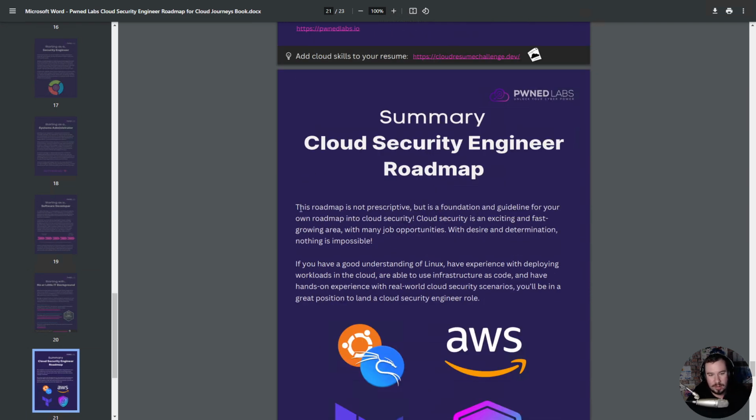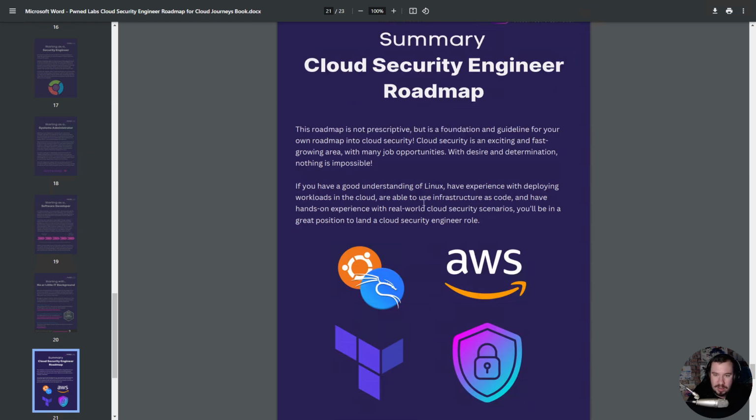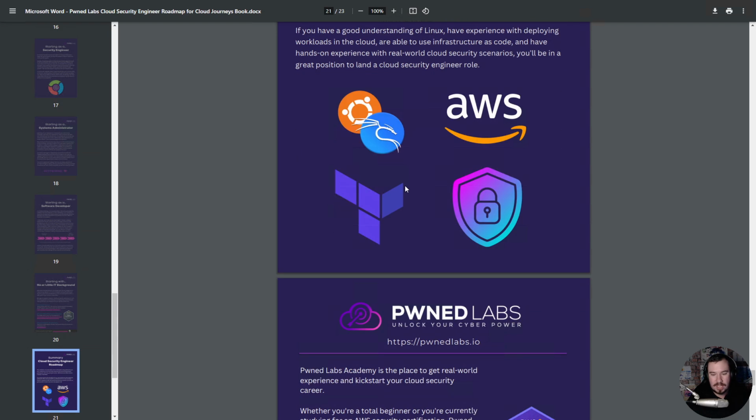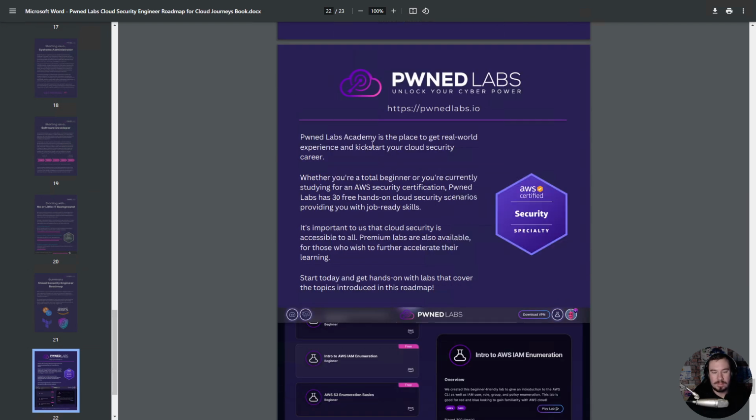So here's our summary. This roadmap is not prescriptive, but it is a foundation and a guideline for our own roadmap into cloud security. Cloud security is an exciting and fast-growing area with many job opportunities. With desire and determination, nothing is impossible. If you have a good understanding of Linux, have experience with deploying workloads in the cloud, are able to use infrastructure as code, and have hands-on experience with real-world cloud security scenarios, you'll be in a great position to land a cloud security engineer role.